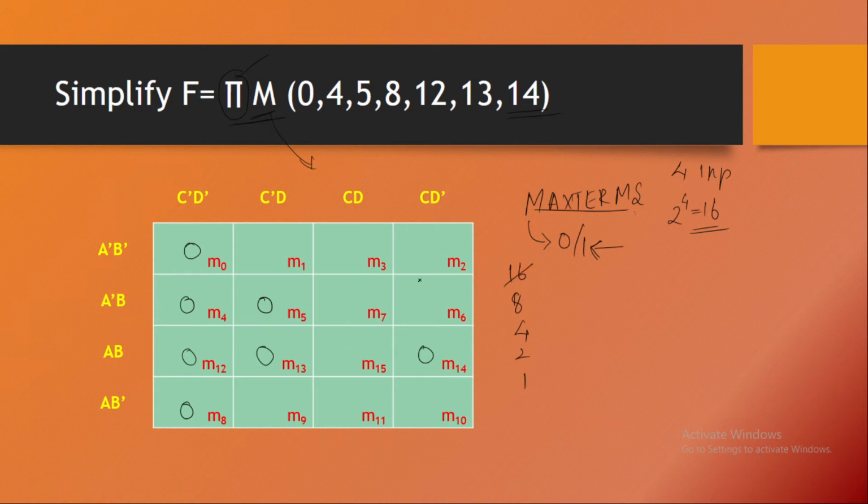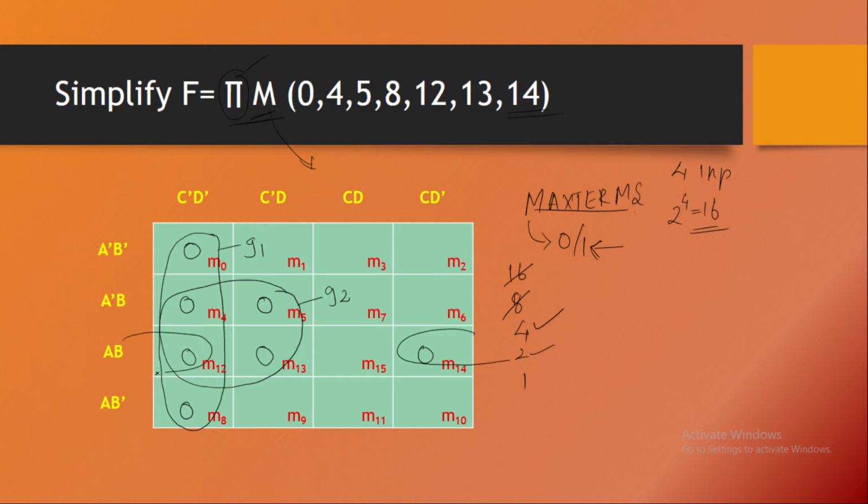Let us try for 8. 8 is also not possible since I have 2 cells missed out here. So let me go for 4. So 4 is possible. So I will take this 4 as my first group. Then I have M5 and M13 left out. So let me call this group 1 first. Let me form these 4 elements as group 2. Then I have M14 left out. I cannot form a 4 element group with the help of M14, so I will go for 2. So I will take this one and this one. Combined I call them G3.